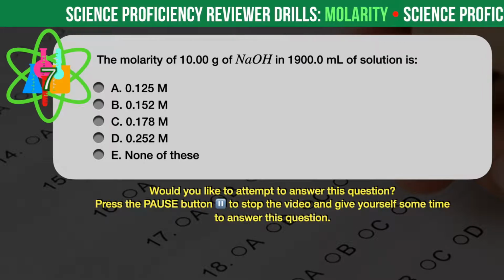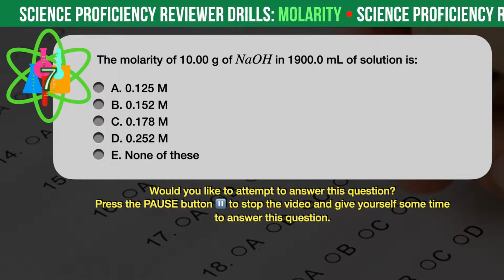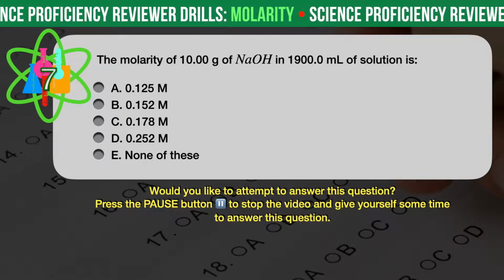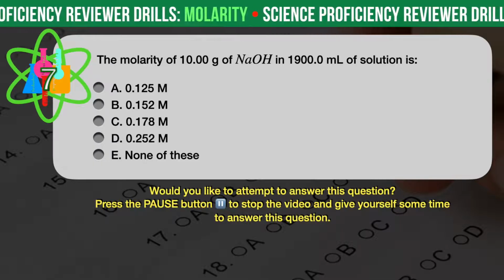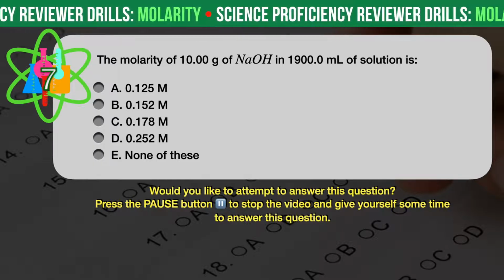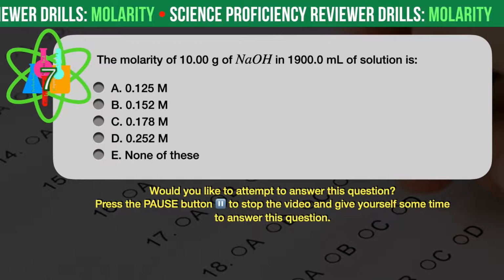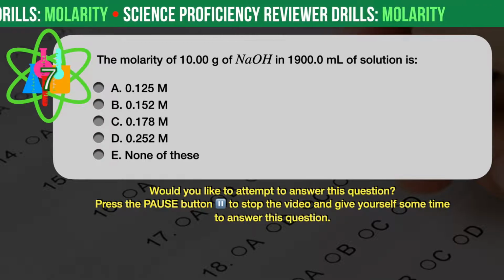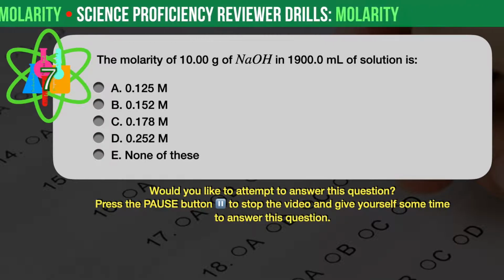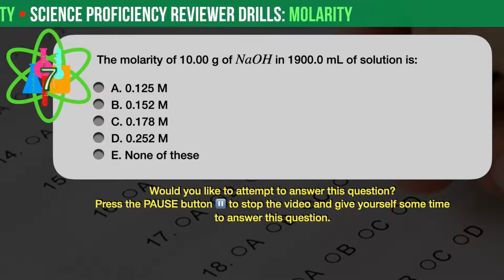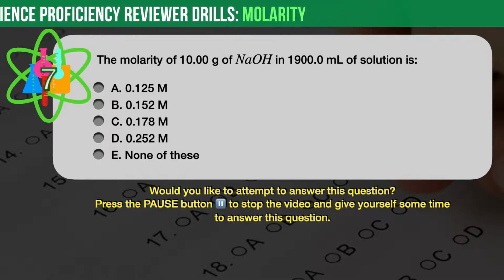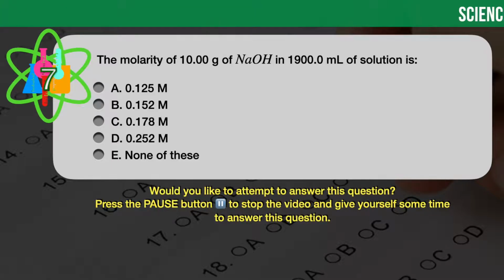Drill question number 7. The molarity of 10.00 grams of NaOH in 1,900 milliliters of solution is A. 0.125 M, B. 0.152 M, C. 0.178 M, D. 0.252 M, E. None of these. The correct answer is E.